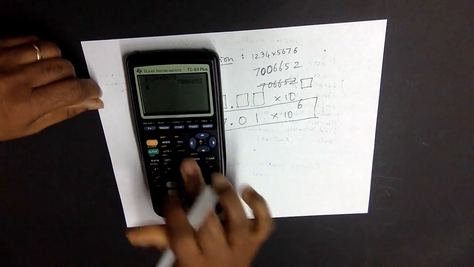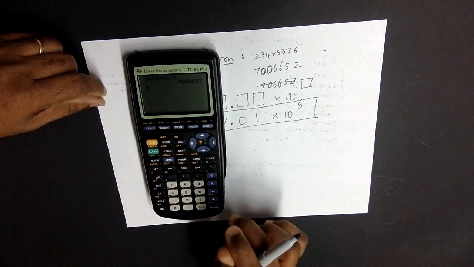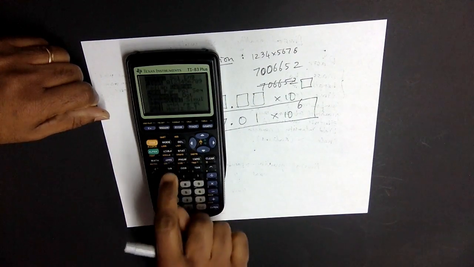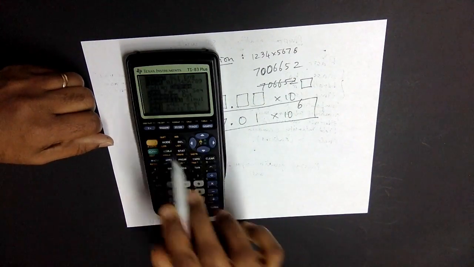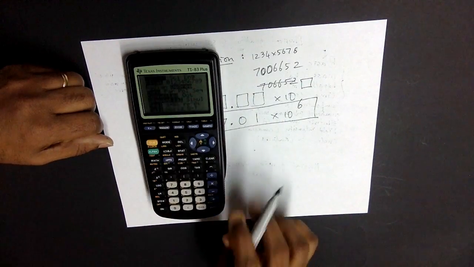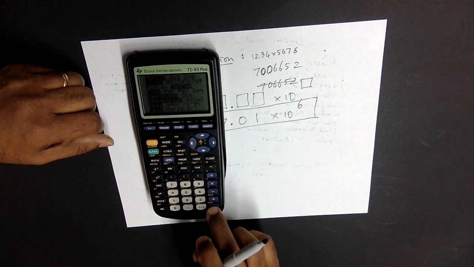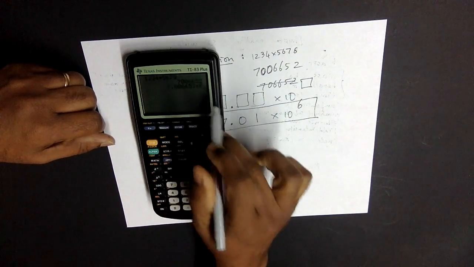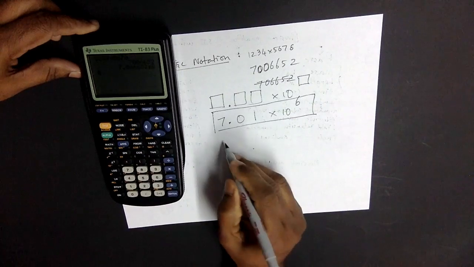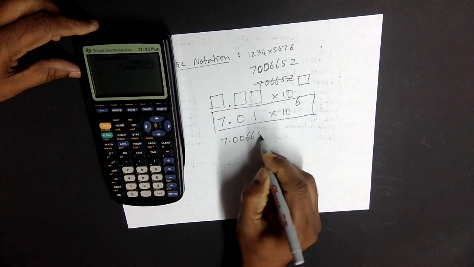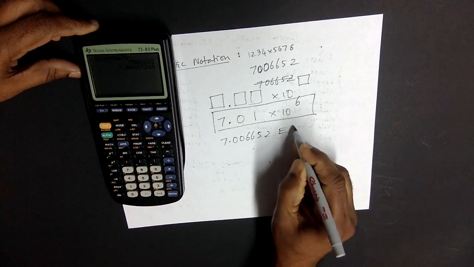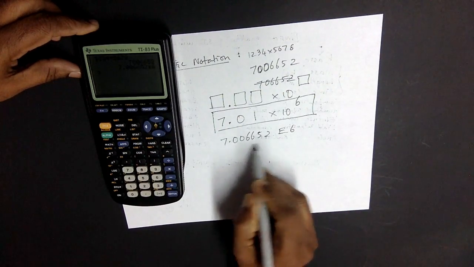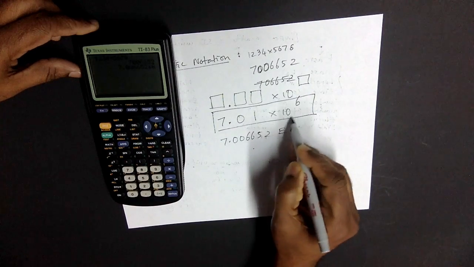And what do you do to set your calculator to scientific notation? All you do is press the mode button once, and then you can see that it is flashing on the normal. Scoot to the right to scientific, press enter, press clear screen, press enter. Now you can see the number that is displayed is 7.006652 E6. Now E stands for times 10 to the power of.